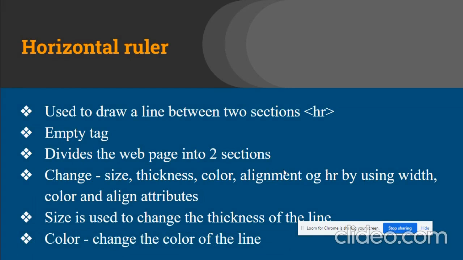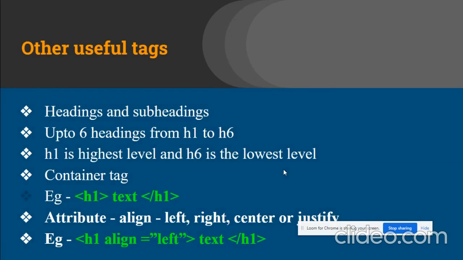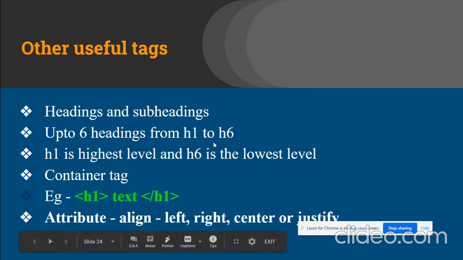Actually, why do we use H1 to H6? Suppose I'm giving the heading as 36 text size, and I want a subheading which should be lower in size. So I can use H2, which will be lower. The text size will be lower than the heading size. That is why we use H1 to H6.